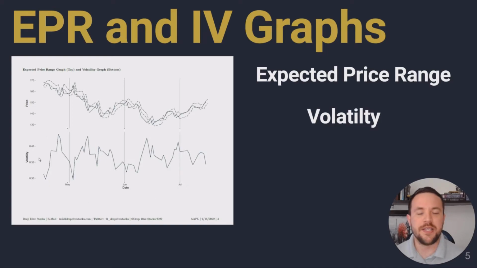The second graph down here is the implied volatility graph. In this graph, pretty straightforward, it just tells us the implied volatility on a stock over the same time period that we have the expected price range.